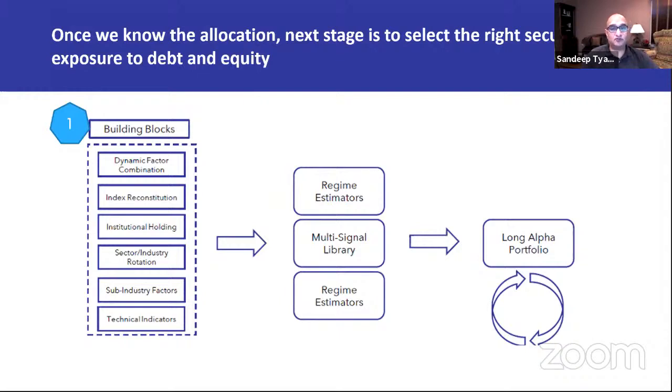What is institutional holding? What funds are being bought by FPIs, by mutual funds? Where are insiders, meaning the management, buying or selling? Sector and industry rotation, what sectors are doing well as a whole, not just an individual company. Then we look at sub-industry factor. There are about 44 sub-industries that we look at.